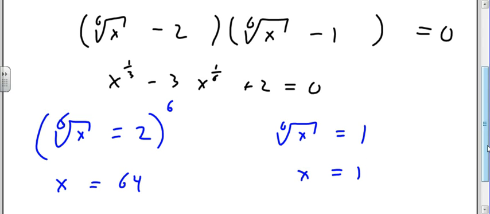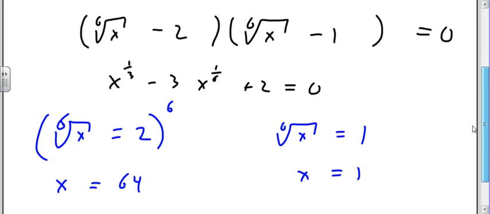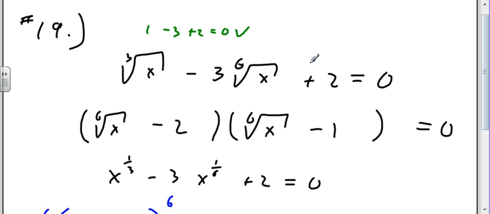All right, so we'll come back up to the original equation. If x is 1, then I got 1 minus 3 plus 2 is 0. So that checks. If x is 64, the cube root of 64 is 4. Minus 3 times the 6th root of 64, which is 2, plus 2, which is 0, which also checks. Okay.